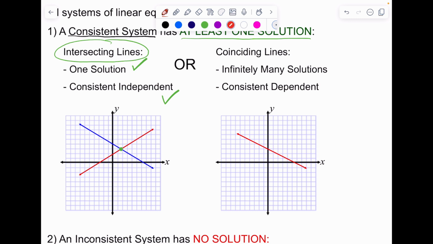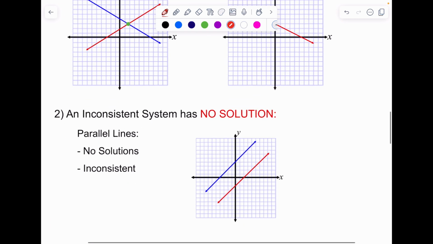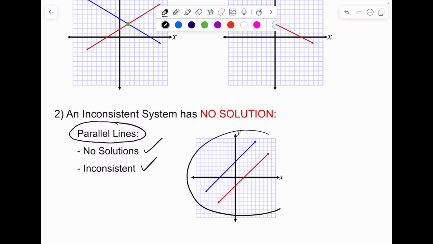When you graph the same line on top of itself, that's what's called coinciding lines. And coinciding lines, since they are the same exact line, have infinitely many solutions. This is called consistent dependent, because each line depends on itself because it is itself. And then you can also have what's called an inconsistent solution, which occurs when you have parallel lines. Parallel lines have no solutions. They are inconsistent because they never intersect.